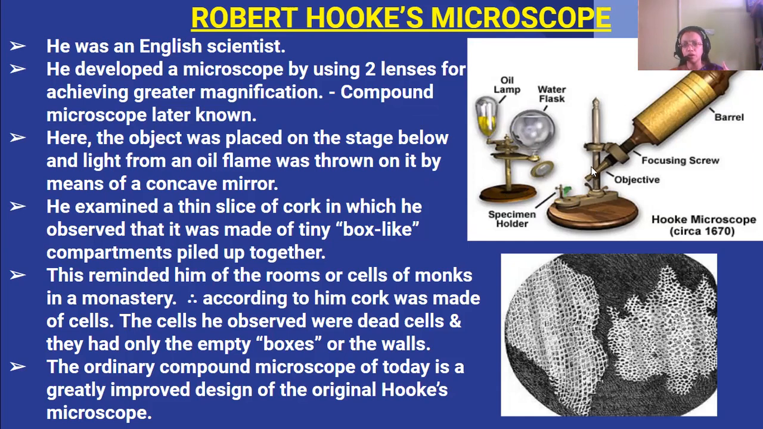Okay, he placed this lens. Here is the objective, and you can see this is the eyepiece from where he would observe the object. Okay. So this was the microscope, the design of the microscope which Robert Hooke discovered.